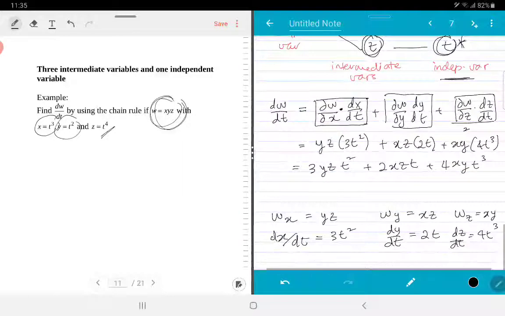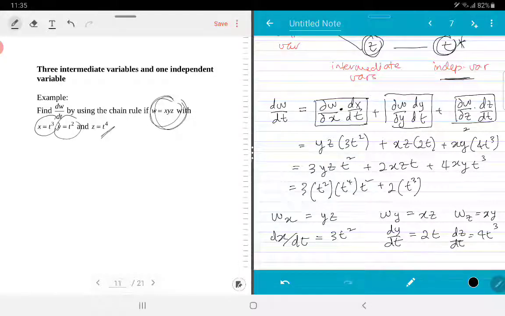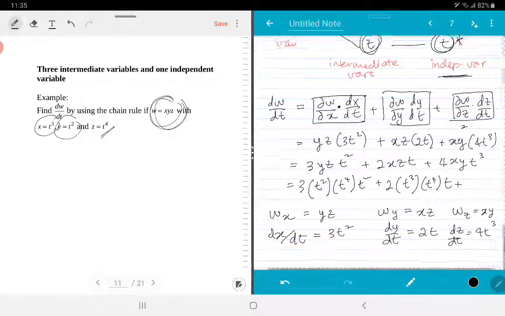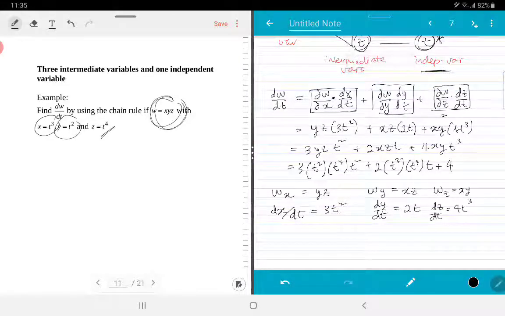Okay, and the last step is to replace the intermediate variables in terms of independent variable, which is t. So here we have yz, xz, and xy. So we're going to replace that in terms of t. So y is t squared, z is t to the power 4, and here we have 2, x is t cubed, z is t to the power 4, and we still have t there, plus 4, x is t cubed, y is t squared, and we have t cubed.